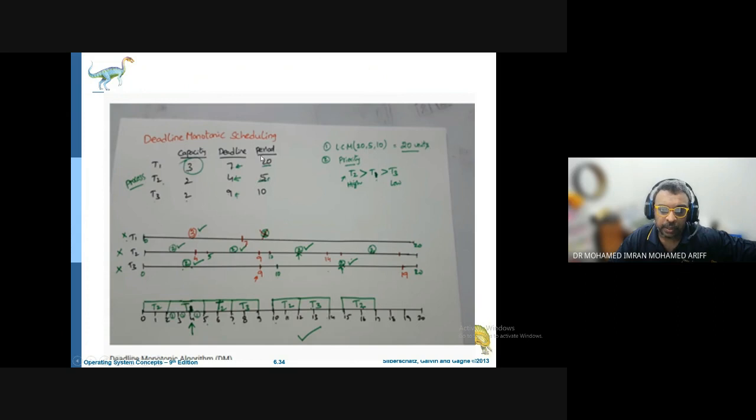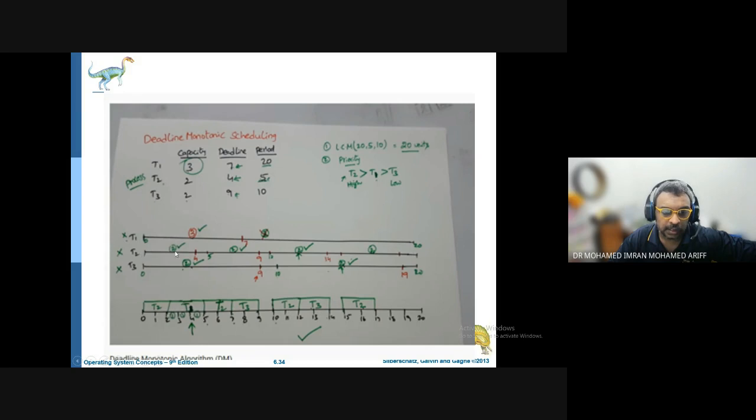Meaning for every 20 seconds, it only processes 3. For every 5 seconds, it only processes 2. For every 10, it only processes 2. So you start drawing here first. Before you draw the bottom one, you draw the earlier one. For example, T3. Every 10, it will process 2.